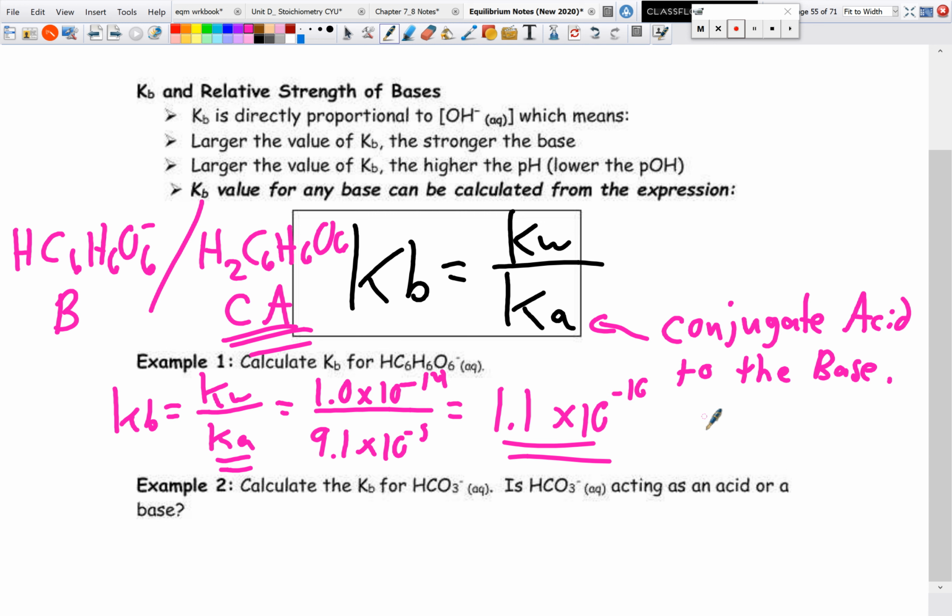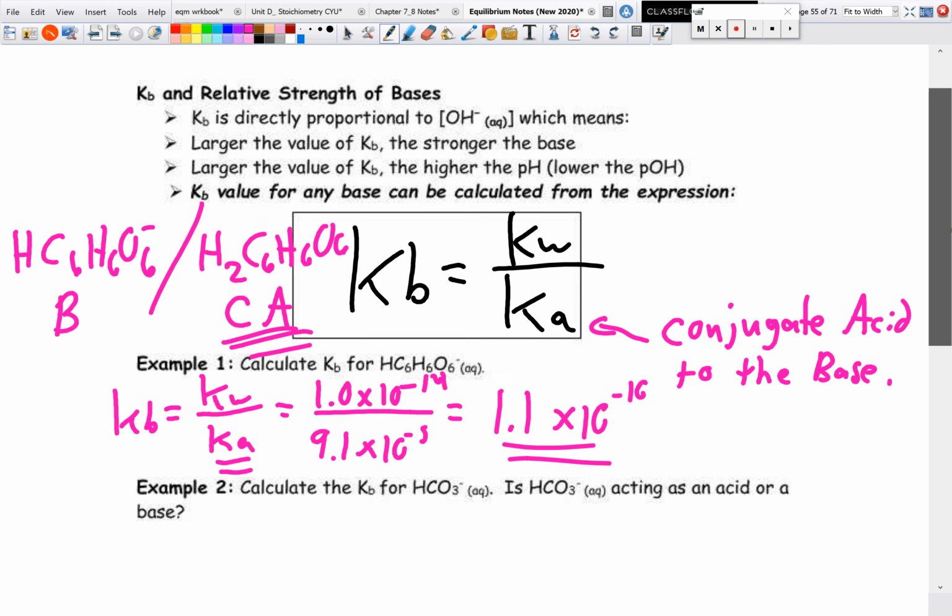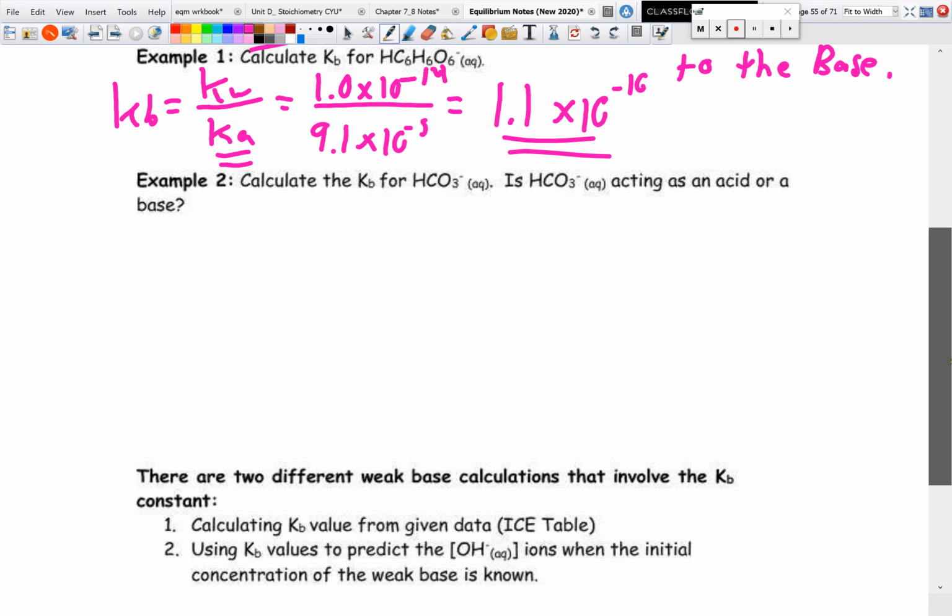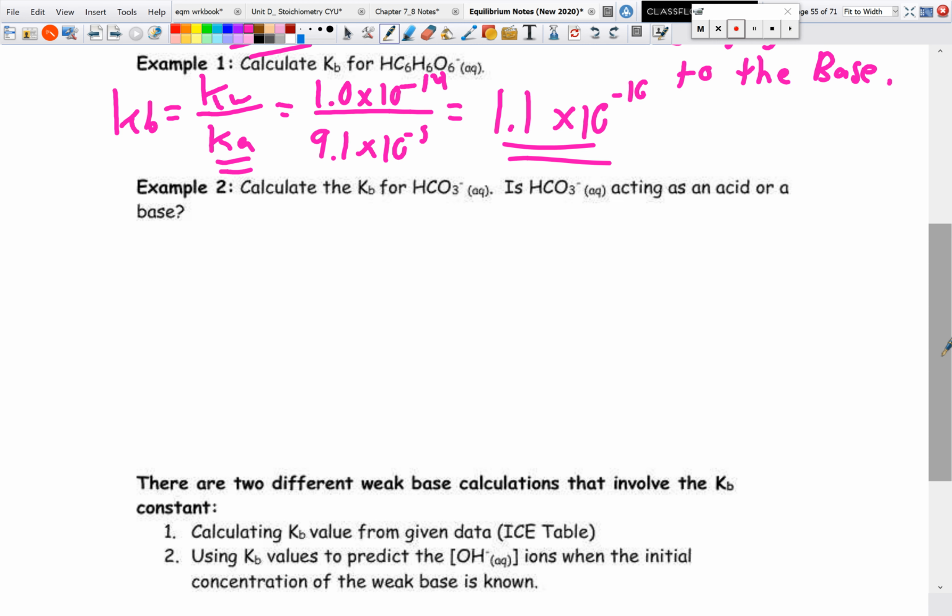Now, another thing that we can do is for our amphoteric or amphiprotic species. And that is actually determining if they should be acidic or basic when we put them in solution. So let's look at this. Calculate the Kb for HCO3 minus. And then, of course, is the hydrogen carbonate acting as an acid or a base? Well, first thing for Kb, if we got HCO3 minus as the base, then the conjugate acid is when it picks up a hydrogen, it's going to be H2CO3.